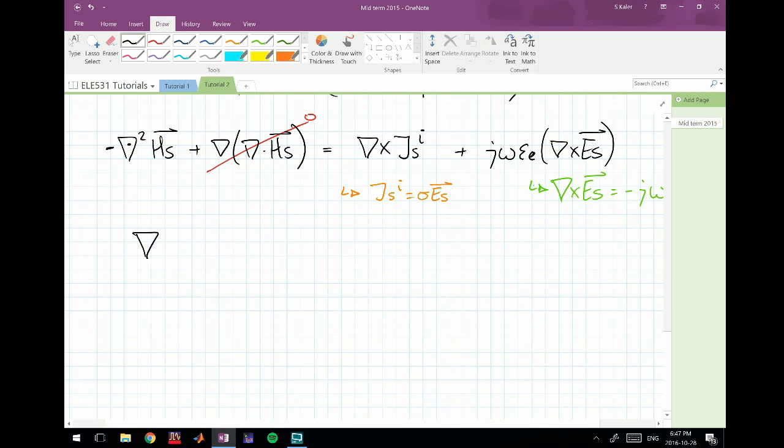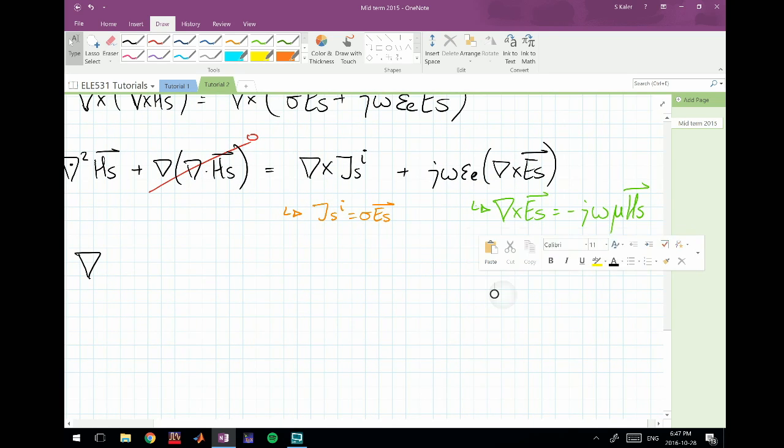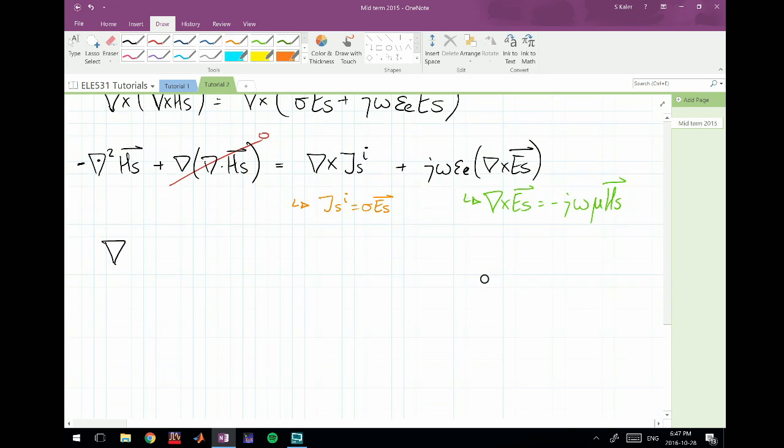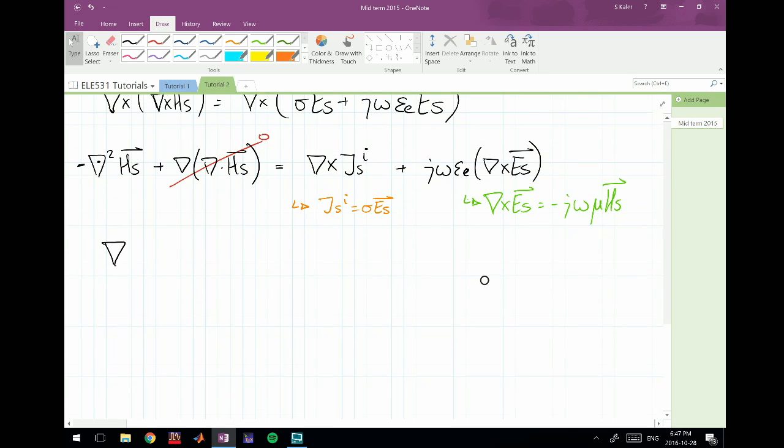Zoom out a little. There we go. Better. HS. So this, I'm going to take this squared HS and multiply the whole thing by negative, then I get minus this curl, minus this thing as well. I'm going to say j omega epsilon E minus j omega mu HS.